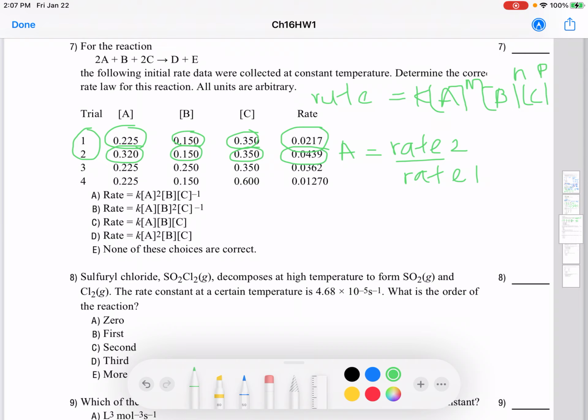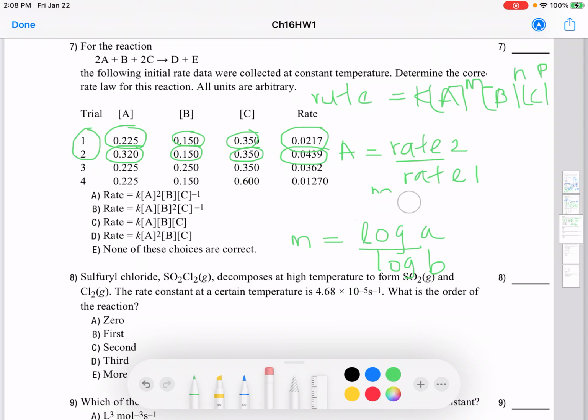And if the order is not obvious, you can also use the log term to find it out. Basically, if you have A equals B raised to the power M, you can find M equals log A over log B. Okay, and that is to find the order of A.